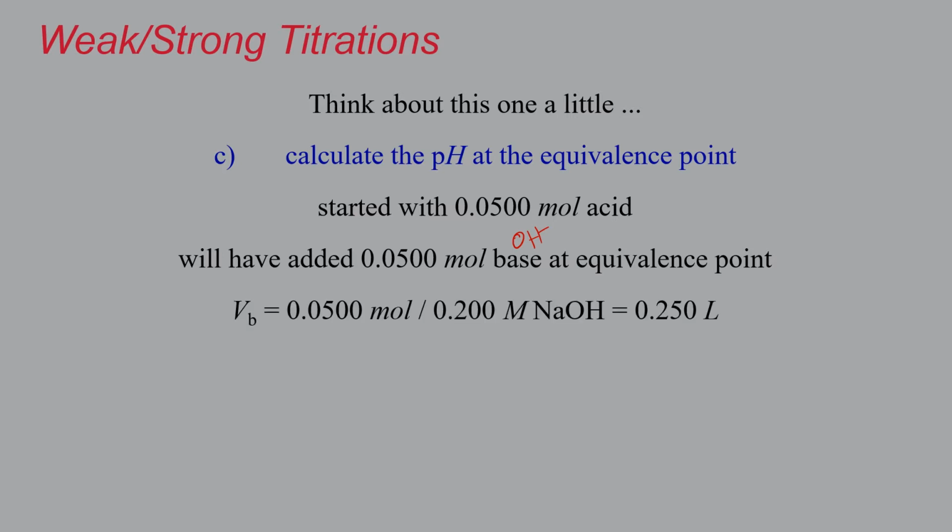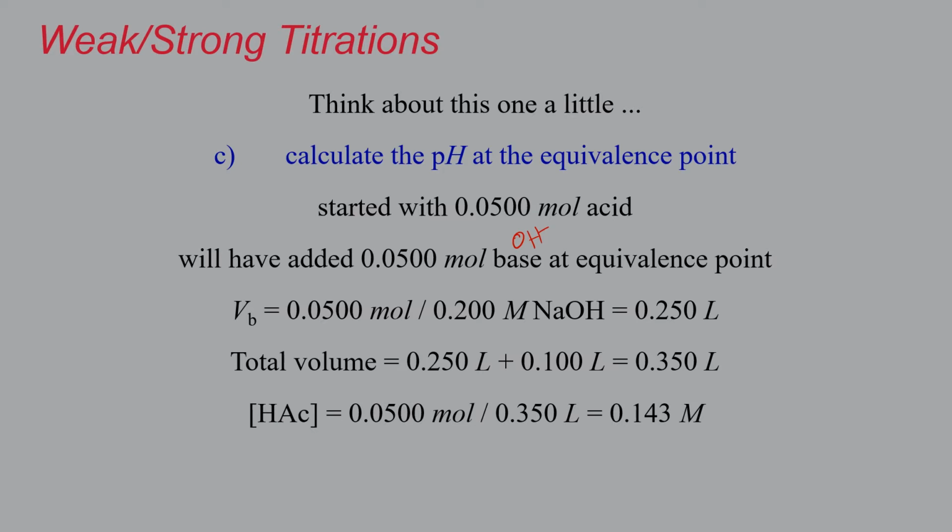So we can do a couple quick calculations here. The volume of the base added at this point, we previously determined, is going to be 250 milliliters, which means our total solution volume is now going to be 350 milliliters or 0.35 liters. Now if we were to determine the concentration of these species before the hypothetical reaction, we would have 0.143 molar acetic acid and 0.143 molar hydroxide.